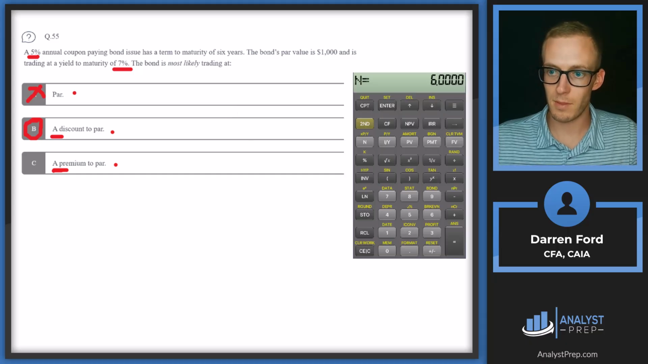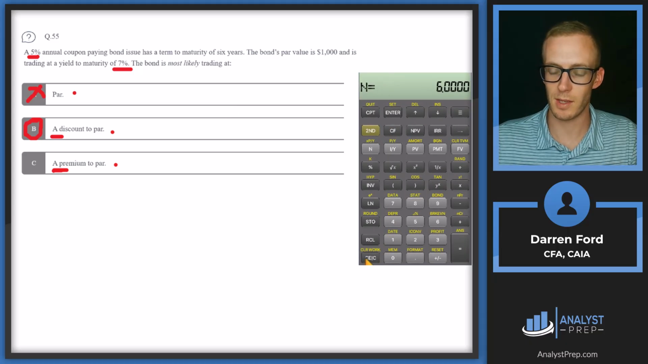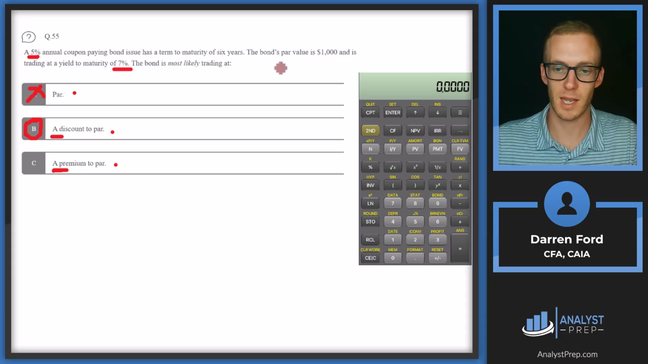So I'm going to pull up the calculator here to just kind of demonstrate this using the time value of money calculation. So we can calculate the price of this bond based on the information given, and then we can see whether it's at a discount or a premium. And you can go in and do this yourself later to kind of tinker with the numbers and see how that coupon and yield to maturity affects it.